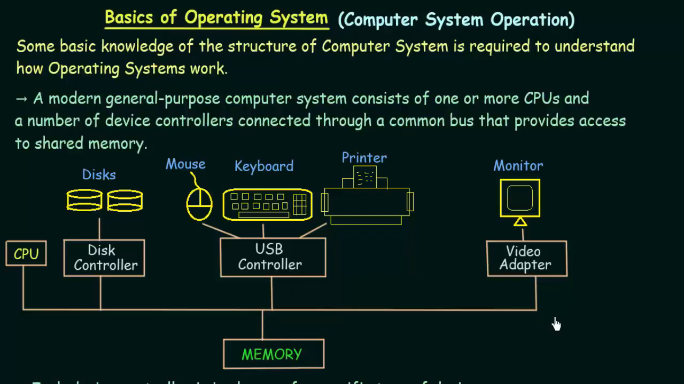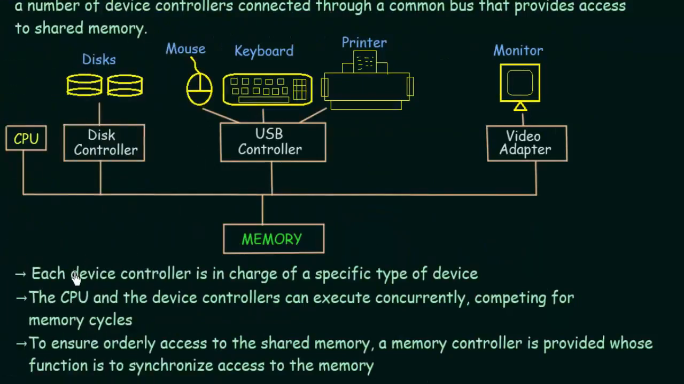Alright, let us see about this in more detail. So here I have some points written down. Each device controller is in charge of a specific type of device. So here we have device controllers, and each of these controllers or adapters is in control of a specific kind of device, as shown here. And then the CPU and the device controllers can execute concurrently, competing for memory cycles. Now what do we mean by this line? We see that they are all connected to a memory controller over here.